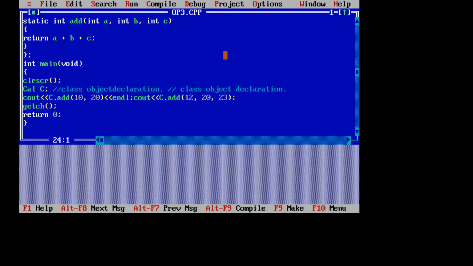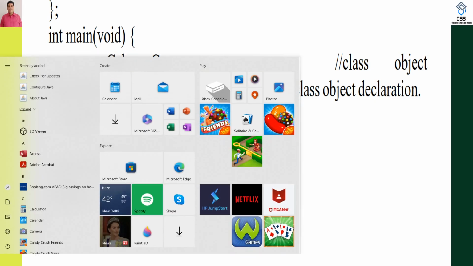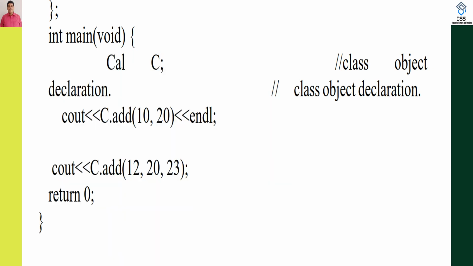In this way, in today's class, we discussed how function overloading works as static polymorphism with three different examples.